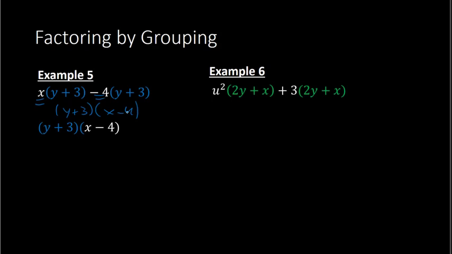We can also have exponents in here as well. So they both have a 2y plus x in common. I can factor the 2y plus x out. I'm left with, in parentheses, what's left over, which is the u squared plus 3. So my factored form would be 2y plus x times u squared plus 3.